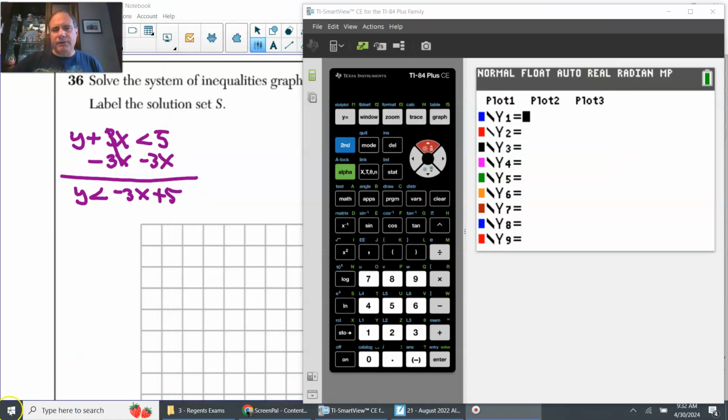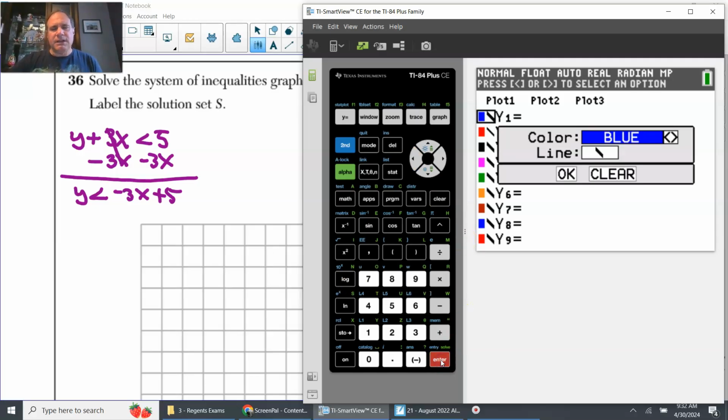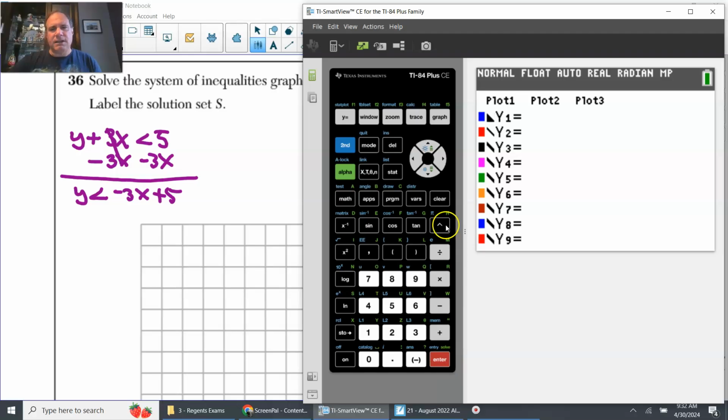And clear out whatever you have in there. So I'm going to go to the left, right? You see where my cursor is, and I'm going to press enter, and it is less than. So I'm going to press to the right, that's greater than, this is less than. I'm going to go down to OK and press enter, and then I'm going to graph negative 3x plus 5.